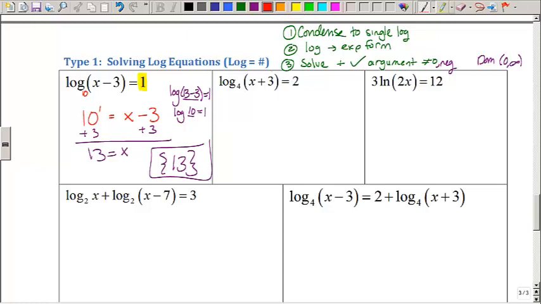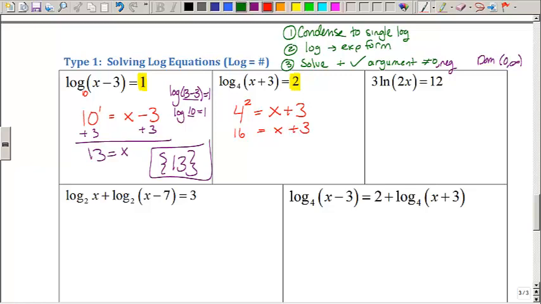Looking at our next problem, we're trying to make sure that we have a constant term, and we do. We have a 2, which is just a number. It doesn't have an associated log. So I'm going to take step 2, which says change my log form to exponential form, because step 1 is already done. I already have log equals a number. So when I change to the exponential form, my base was 4. That's my base of the exponent, raised to the 2 equals the argument x plus 3.